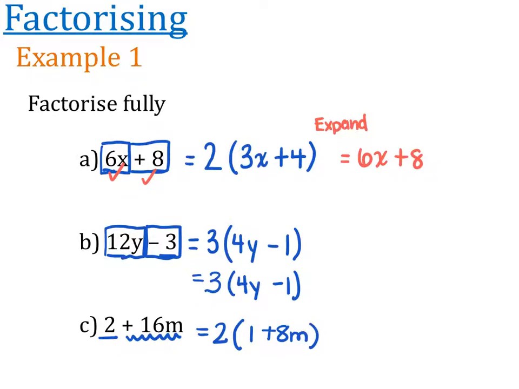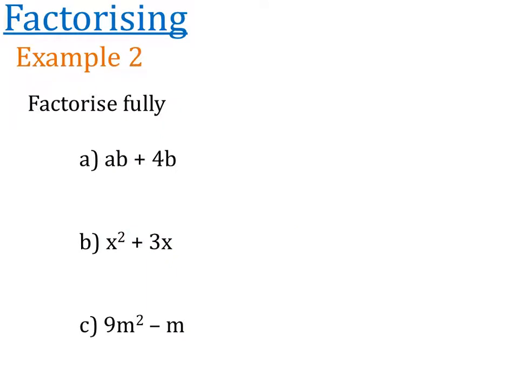In most of the questions for today, you don't have to show any working out. We just need a question and an answer. All right, let's try some more complicated ones. This time we've got extra letters, but it shouldn't be that much different. So we have to look at AB and 4B.